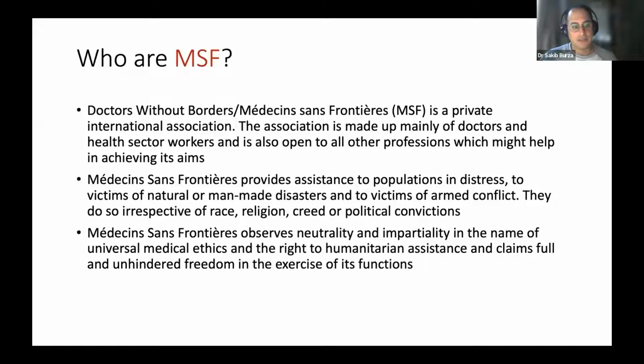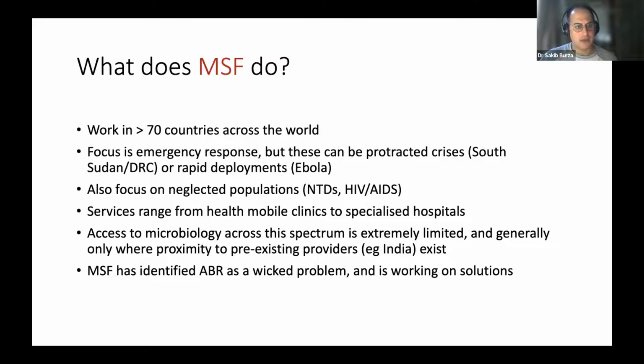So just to talk a little bit about the current scenario. Where do we work? We work in over 70 countries across the world. Typically, as I said, MSF is known for working in conflict zones, but actually the scope of work of MSF is much wider than that.